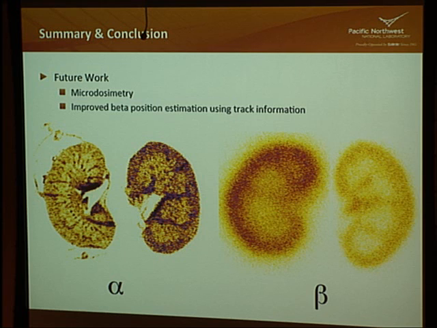Some of the future work we'll be working on is, in particular with alpha particles and beta particles, here we have sections of kidney, to improve the spatial resolution of beta particles. I showed earlier where we have a track that the beta particle leaves, and we want to estimate where that beta particle first interacted with our scintillator. If we can do that, we can further improve the spatial resolution.